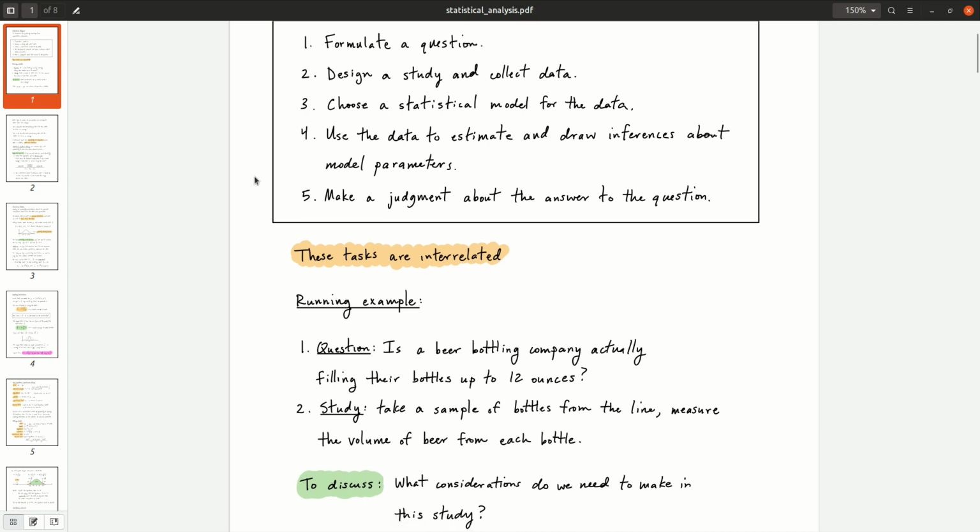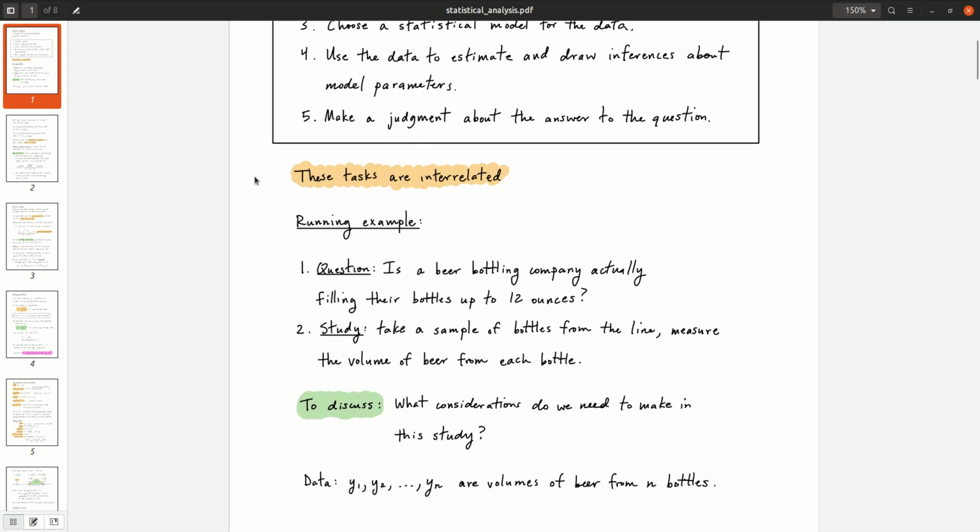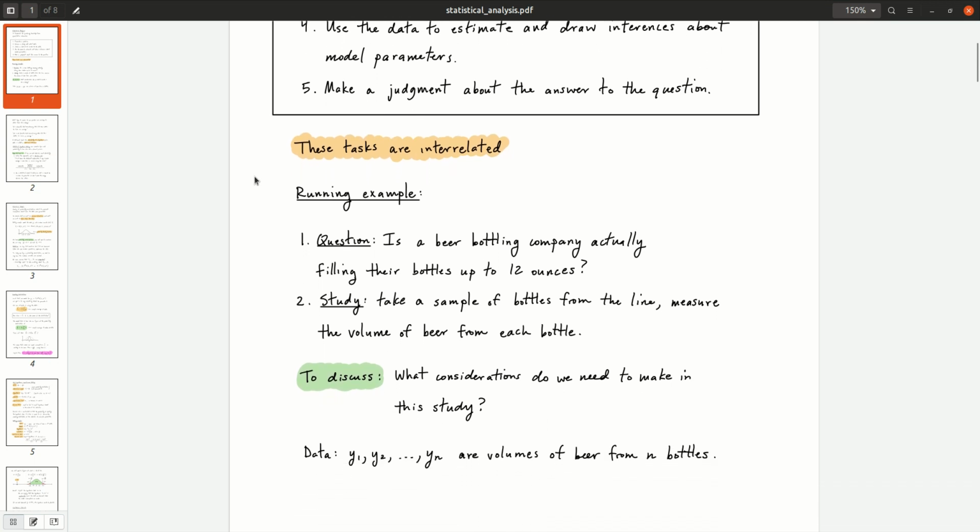Okay, so to kind of introduce what's going on, we're going to keep this example in mind throughout this lecture. And here's the example. The question is: is a beer bottling company actually filling their bottles up to 12 ounces? So the study we'll do is we go to the bottling line and take a sample of bottles from the line, measure the volume of beer from each bottle.